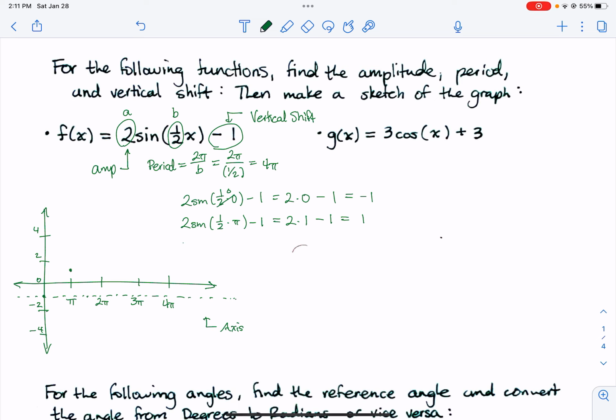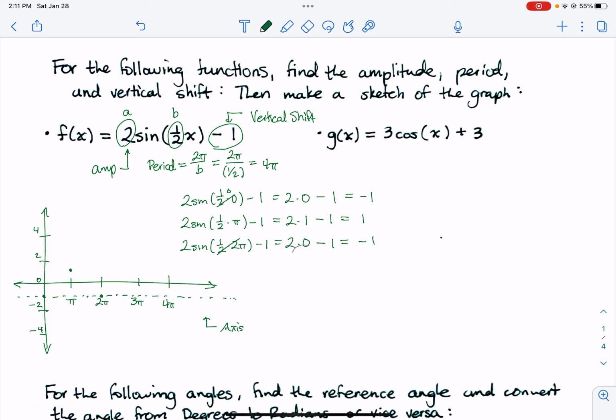And let's do maybe one more point just to be absolutely certain about what's going on, but I think this should take us back down to the axis. So let's see, 1/2 times 2 pi. Okay, well those cancel, so that's just pi. Sine of pi is 0, so we have 2 times 0 minus 1. That's going to be -1 again.